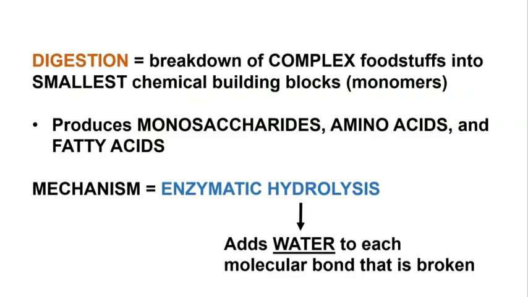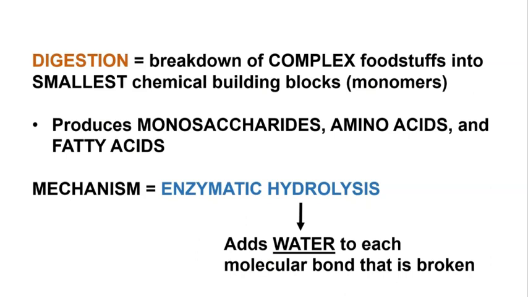Now that we have explored the anatomy of the digestive system, we will review the physiology of enzyme digestion and how absorption of the digested nutrients takes place. So recall that digestion refers to the breakdown of complex food molecules into their smallest chemical building blocks, called monomers. These monomers include monosaccharides, which come from the breakdown of carbohydrates, amino acids that come from the breakdown of proteins, and fatty acids that result from the breakdown of lipids and fats.